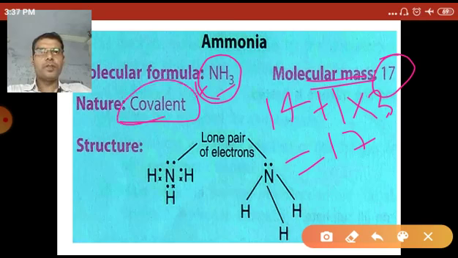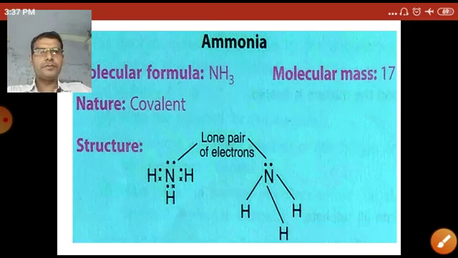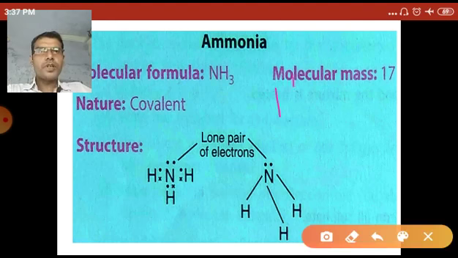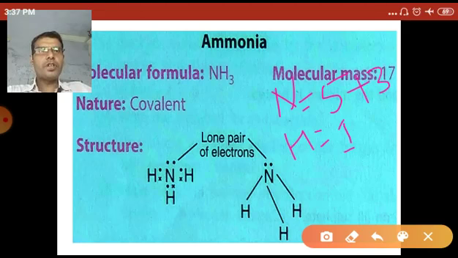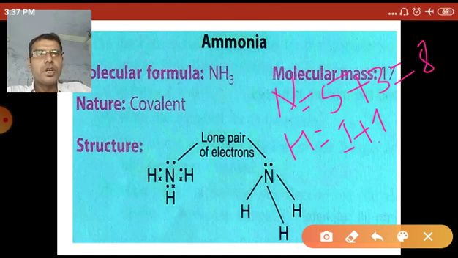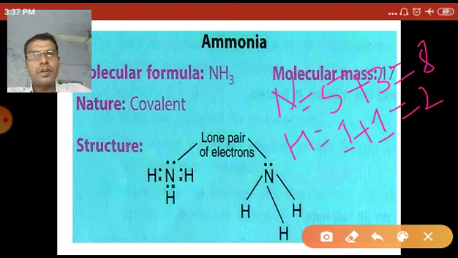Now here is the structure of ammonia. As you know, nitrogen has 5 valence electrons and hydrogen has 1 valence electron. Nitrogen requires 3 more electrons to obtain its octet, 8 electrons, and hydrogen requires 1 electron to obtain its duplet. In that situation, nitrogen needs 3 electrons and the hydrogens together also need 3 electrons. So they share their electrons with each other.